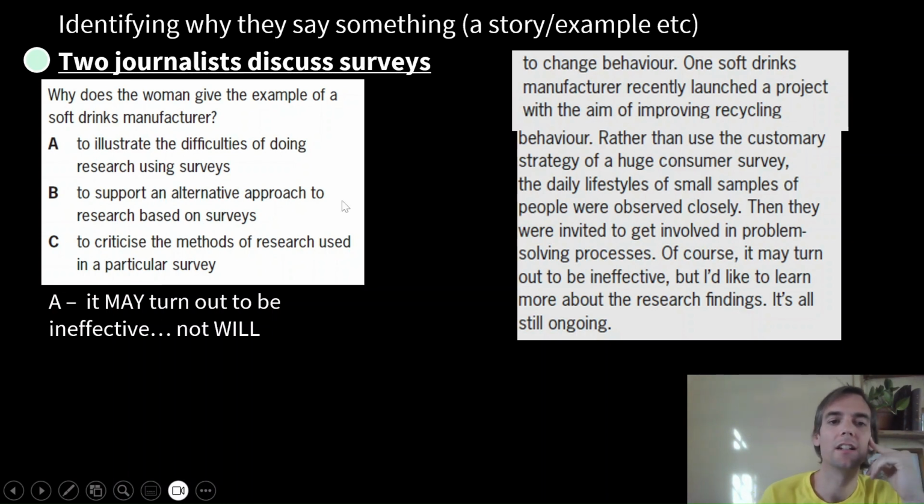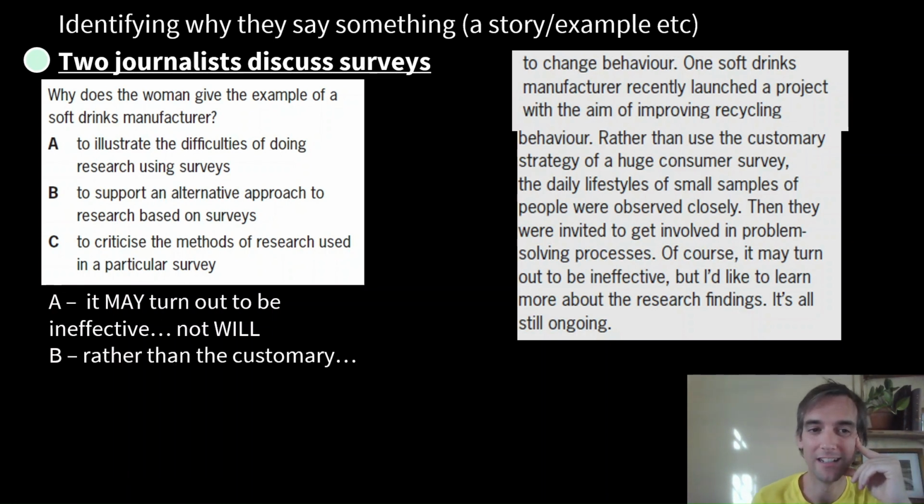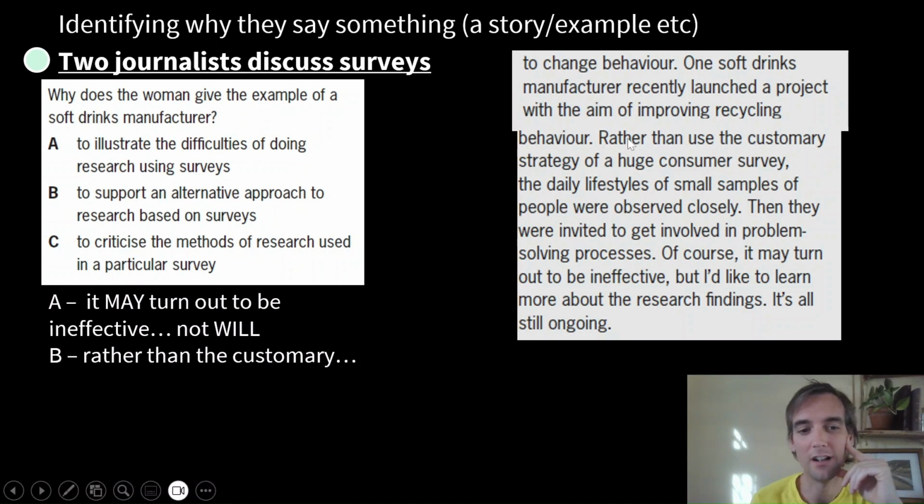To support an alternative approach. Well, there's a bit of a key word here, isn't there? Alternative rather than. So it is an alternative approach, and she seems interested in it. She's supporting it. And C, well, as I said, she's not really criticizing. She actually says this could be good. It might be good. We don't know. So she's not criticizing this survey. So B is the best answer.